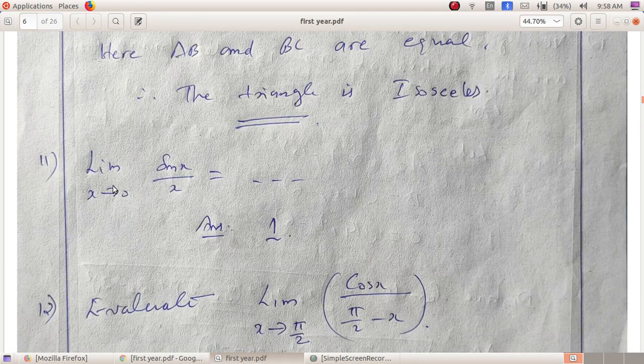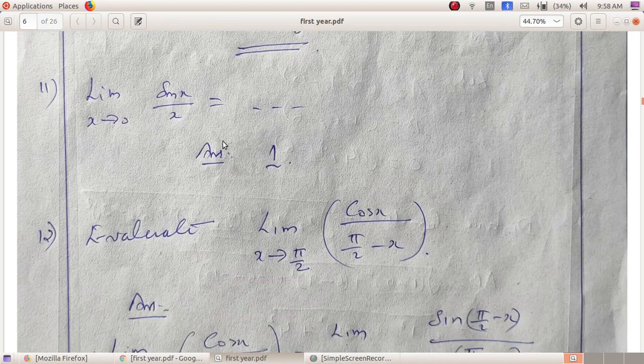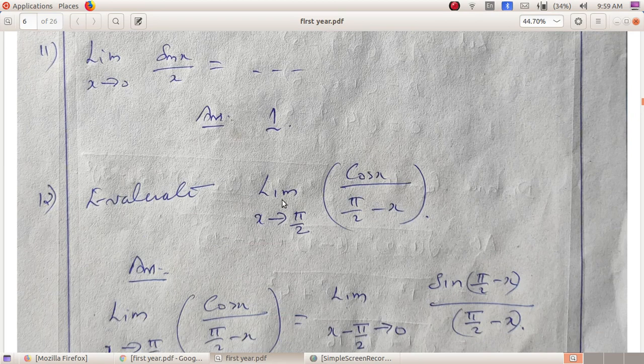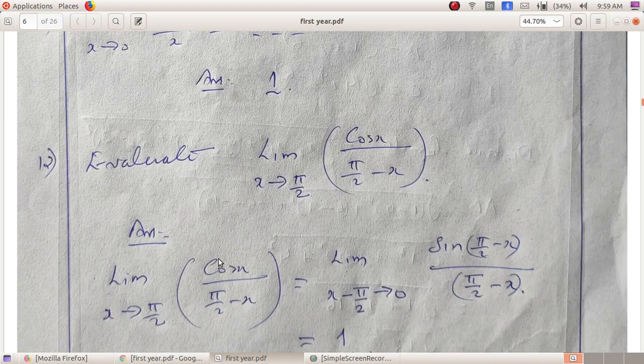Then limit x tends to 0 sin x by x is equal to 1. It's the formula. Its answer is 1. Using this formula, we have to evaluate limit x tends to pi by 2 cos x divided by pi by 2 minus x. We can take this pi by 2 to this side, then x minus pi by 2 tends to 0. First we consider this symbol as equal to, then x minus pi by 2 equal to 0 or tends to 0.